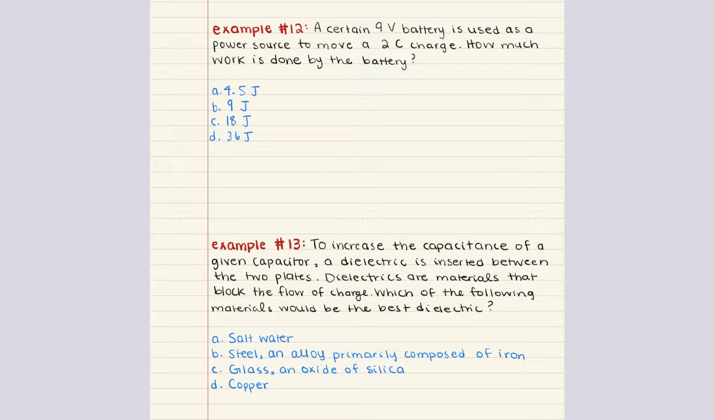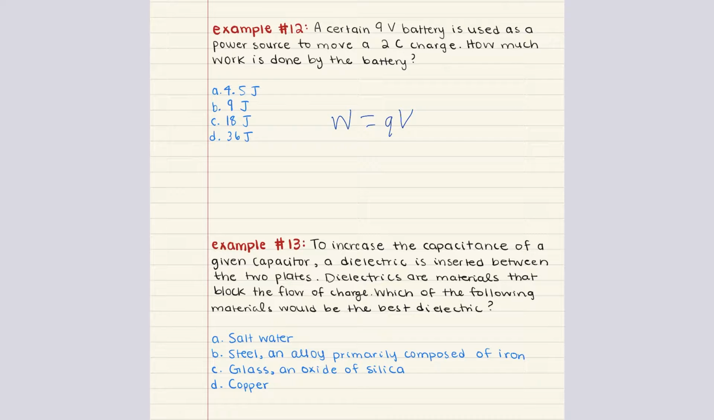Problem 12 says a certain 9-volt battery is used as a power source to move a 2 coulomb charge. How much work is done by the battery? The work done by an electric field or a battery in moving a charge is related to the electric potential difference, the voltage, and the amount of charge moved. The formula to calculate the work done in moving a charge Q across a potential difference is equal to Q times V. Again, Q is the charge, V is the potential difference in volts.